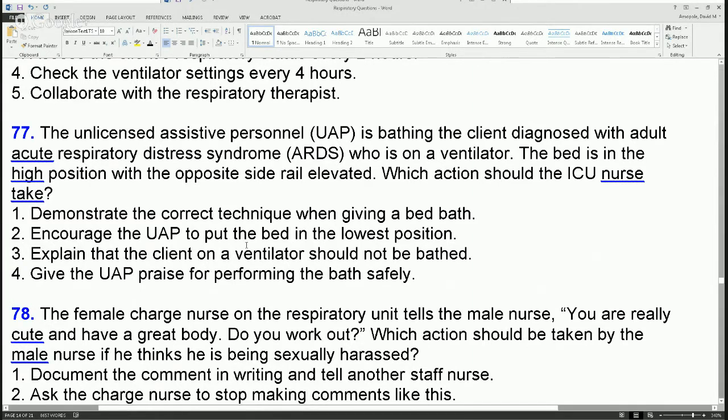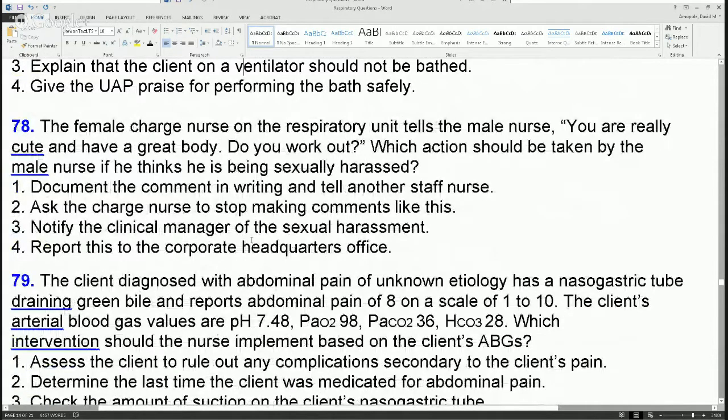All right, Aaron. The female charge nurse in the respiratory unit tells the male nurse, "You are really cute and have a great body. Do you work out?" Which action should be taken by the male nurse if he thinks he's being sexually harassed?